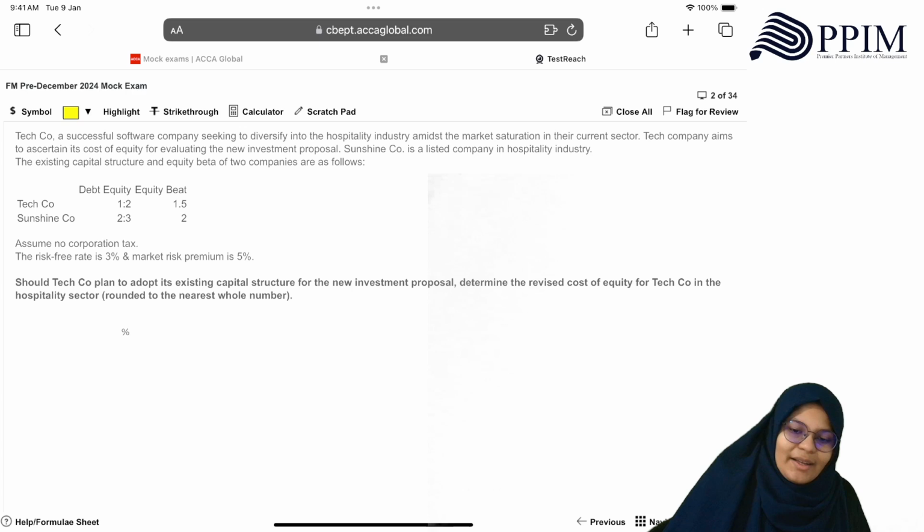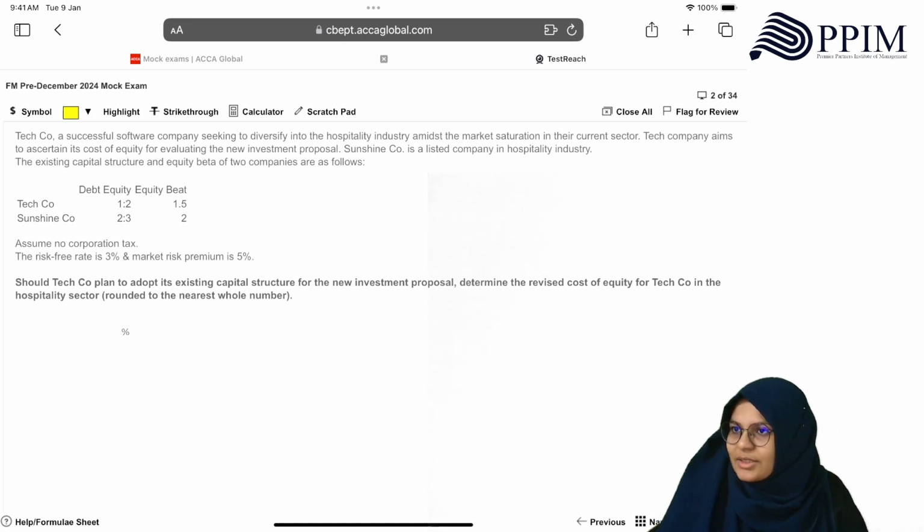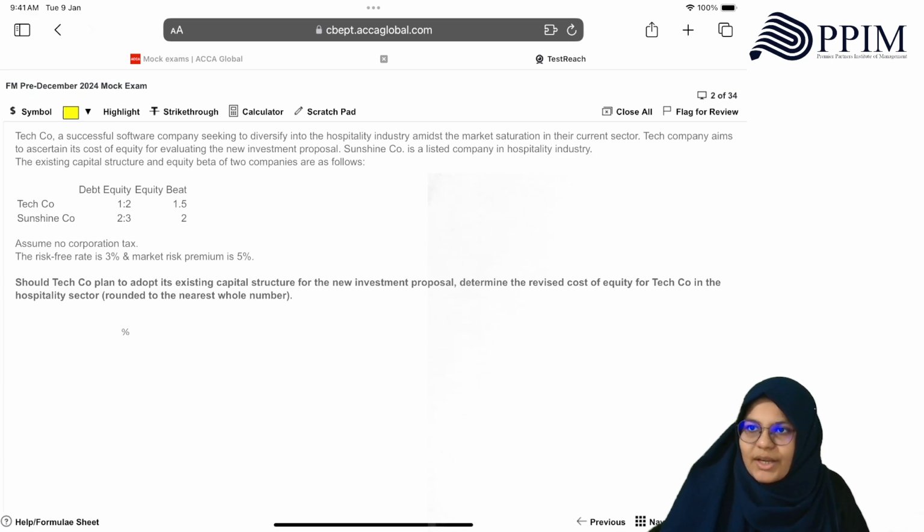Then they're saying tech company aims to ascertain its cost of equity for evaluating the new investment proposal. So they want to see the cost of equity in the hospitality industry. So there is another company, Sunshine Company, a listed company who is already in the hospitality industry. The existing capital structure and equity beta of the two companies are as follows, right? So for tech company, you have a debt equity structure of 1:2. So for every 1 of debt, equity will be 2. And the equity beta is 1.5. Sunshine also you have 2:3 and 2. Assume there is no corp tax, the risk-free rate is 3% and the market risk premium is 5%, right?